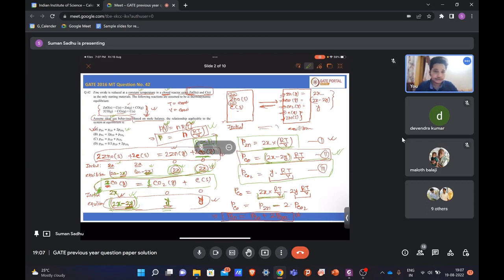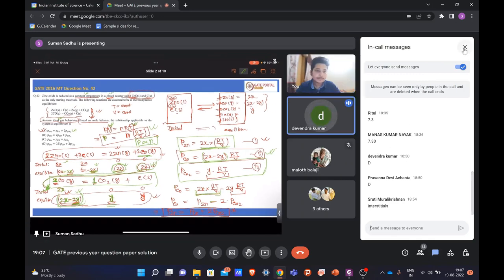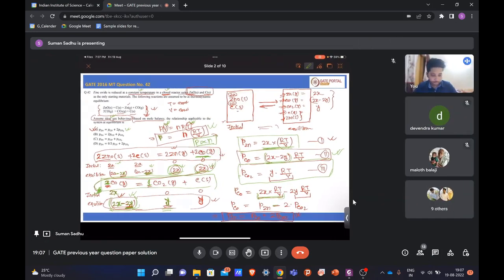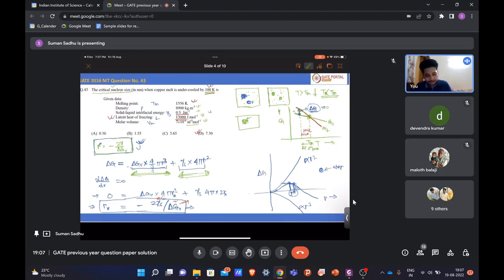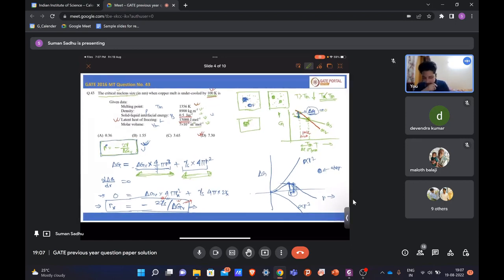So, you understood it, Devendra? Okay, so the next question is also simple. It is asked that you have to find out the critical nucleus size when copper is undercooled at 100 Kelvin, right? So do you know how this formula is coming? That r star is minus 2 gamma by delta G_V for the critical nucleus, or should I explain?